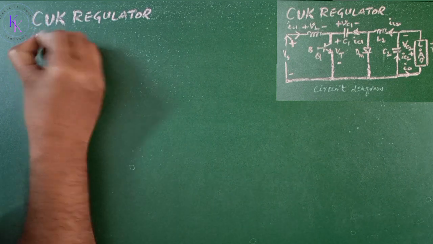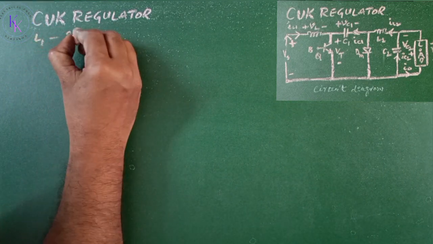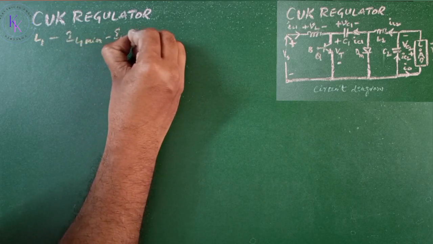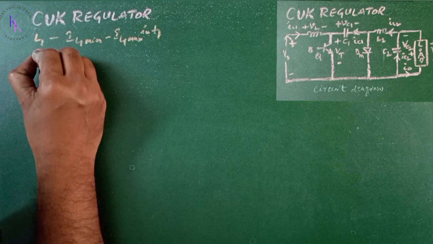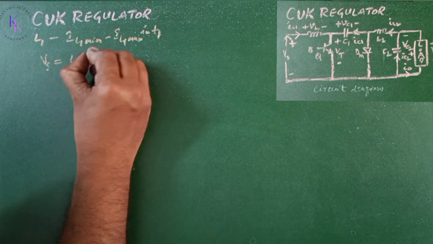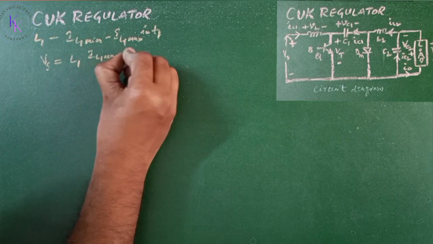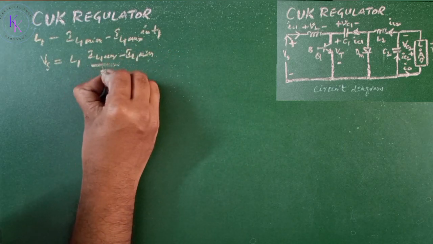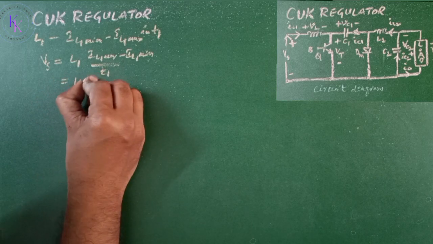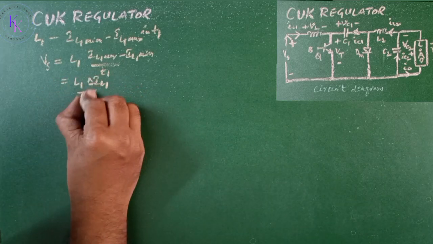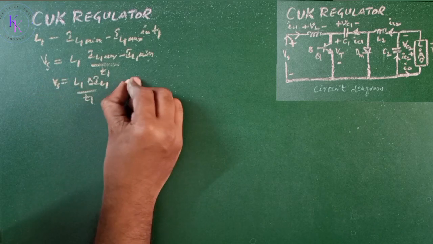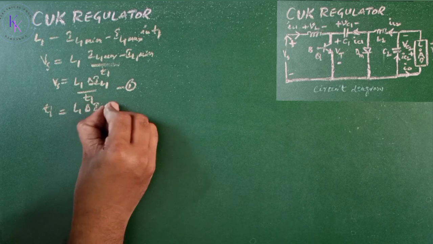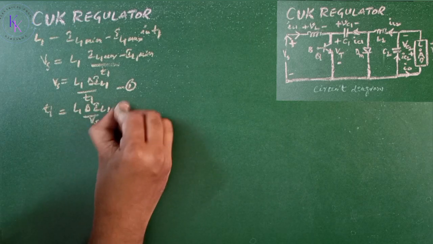Assuming that the inductor L1 current is going to rise from I L1 minimum to I L1 maximum in time t1, the voltage Vs is given by L1 times (I L1 max minus I L1 minimum) divided by the time t1. This equals L1 delta I L1 divided by t1 equals Vs, that is equation number 1. From this, t1 equals L1 delta I L1 divided by Vs, that is equation number 2.